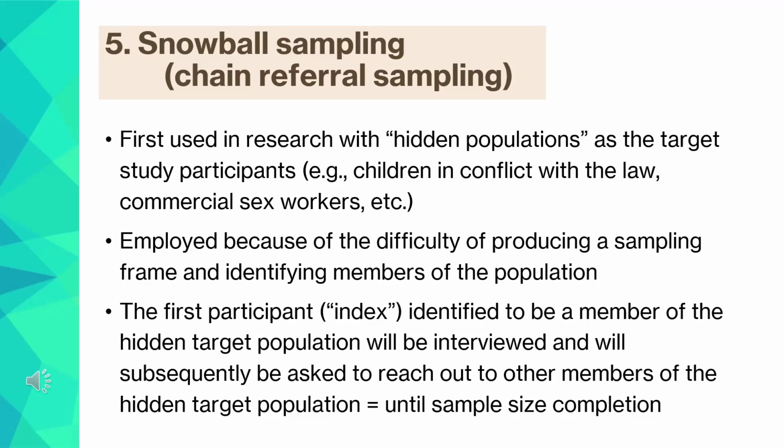Snowball sampling was first used in research with what we call hidden populations as the target study participants. For example, children in conflict with the law, commercial sex workers, and other, for lack of a better term, compromising situations. This was employed because of the difficulty recognized by researchers of producing a sampling frame and identifying members of the population. The first participant, or the index, identified to be a member of the so-called hidden target population, will be interviewed. And then he will subsequently be asked to reach out to other members of the hidden target population, yung kaibigan niya, yung kapatid niya, until the sample size is completed.